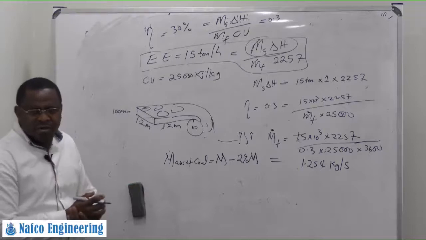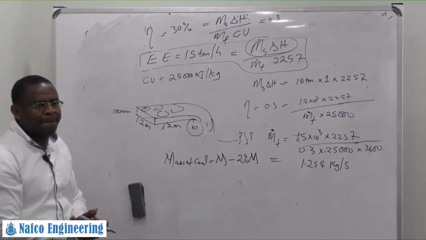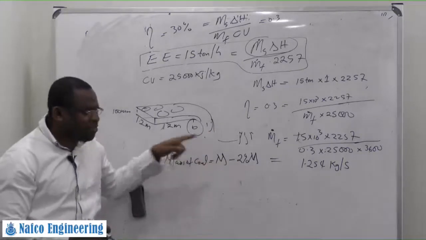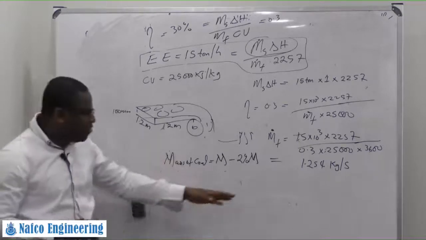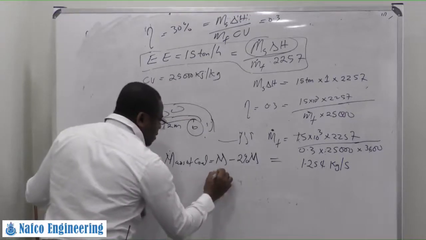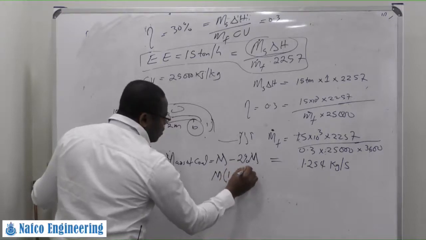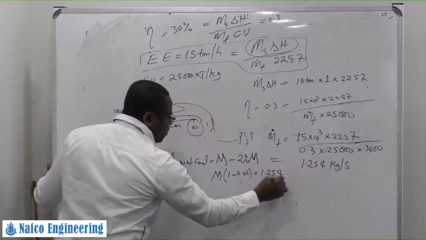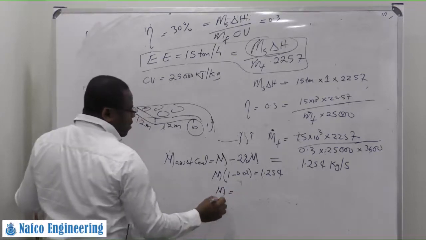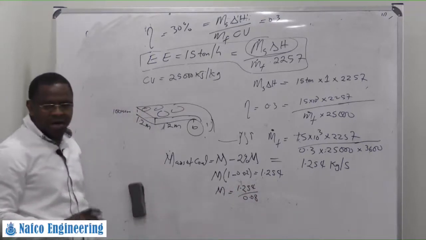What is the whole mass of coal? If we remove 2% of that mass of coal as unburnt, the remaining will be the burnt one. So M times 1 minus 0.02 equals 1.254. So that M will now be 1.254 over 0.98. Okay, agreed?